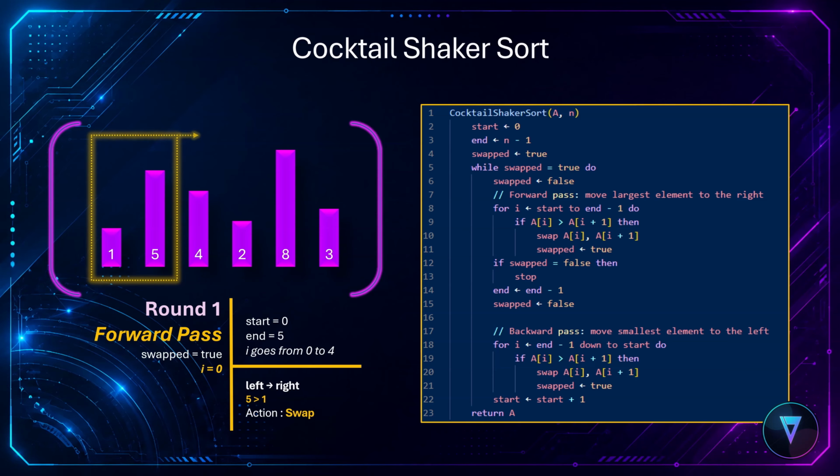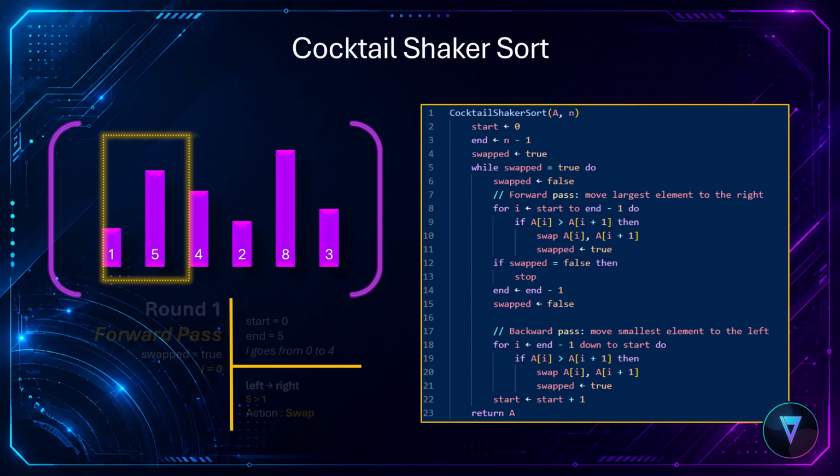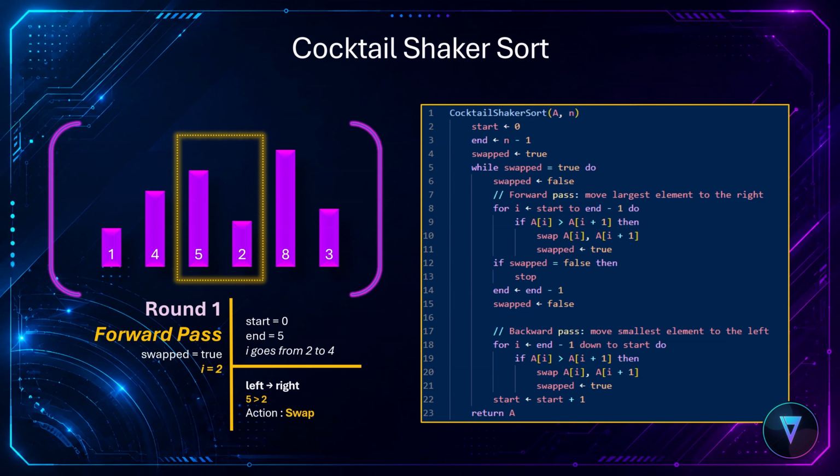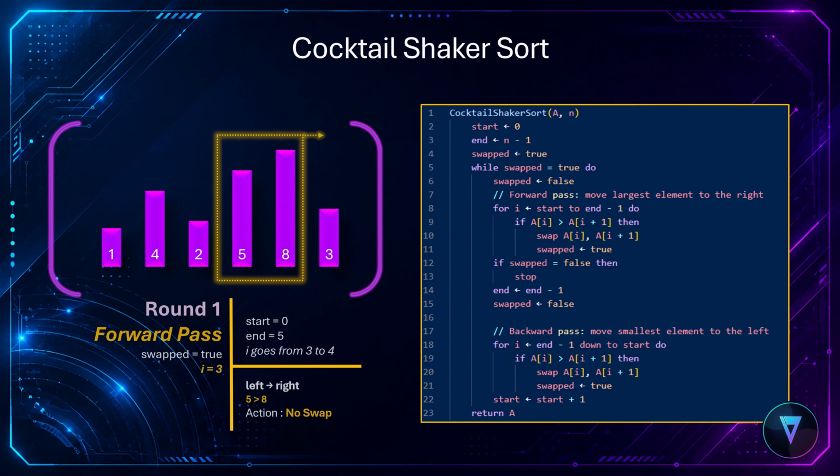At i equals 1, compare 5 and 4. Since 5 is greater than 4, swap again. Now the array is 1, 4, 5, 2, 8, and 3. At i equals 2, compare 5 and 2. Since 5 is greater than 2, swap again. The array becomes 1, 4, 2, 5, 8, and 3.